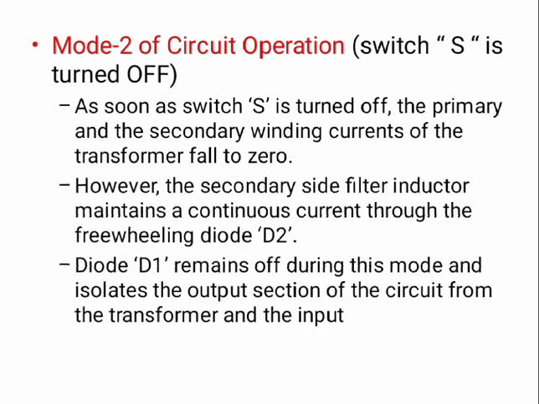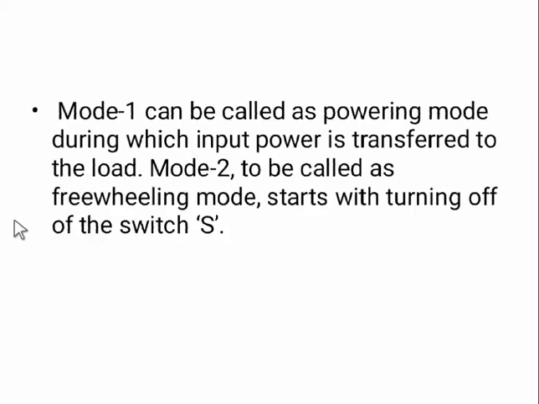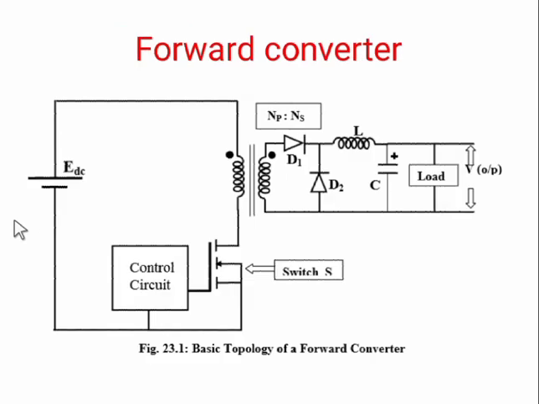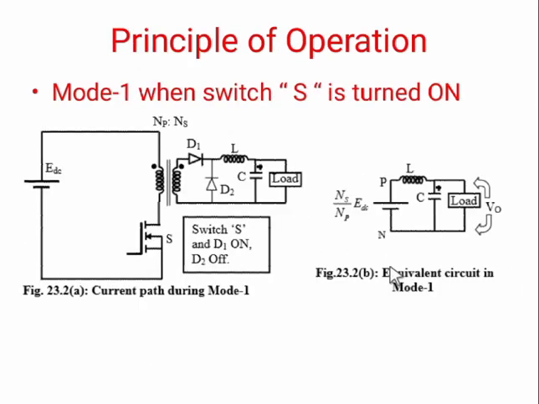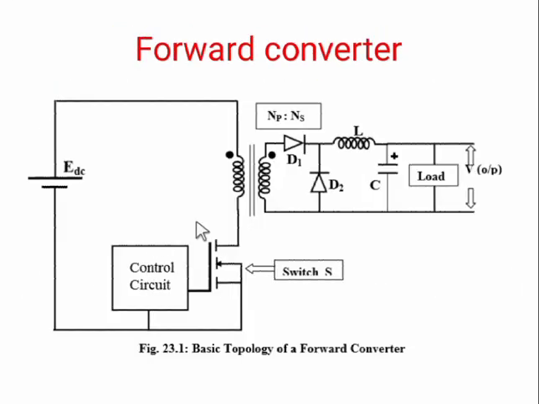So mode 2 starts when switch S is turned off. As soon as S is turned off, the primary and secondary winding currents of the transformer fall to 0. That means when this switch is turned off, the primary is disconnected from the supply, so no current will flow in the primary winding. Also this terminal becomes positive. That means the diode is in reverse bias condition, so no current will flow from the secondary.